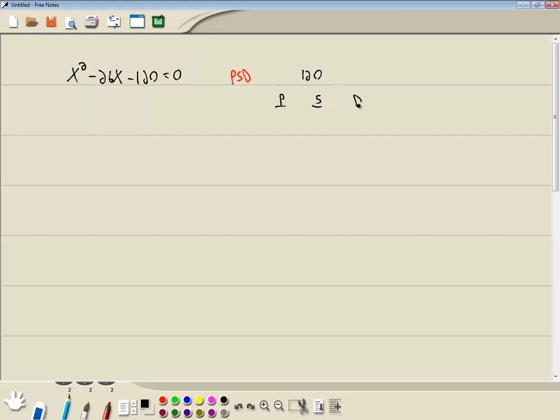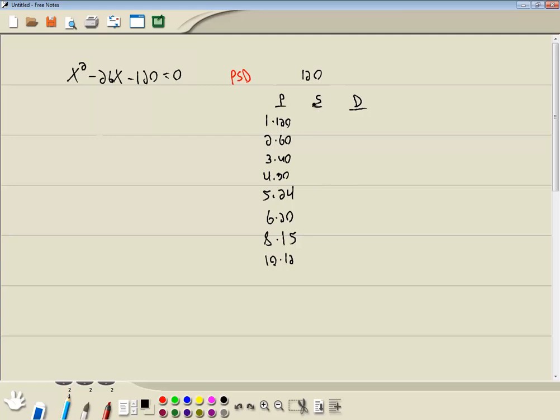And come up with our 3 columns. P for a product. So we're going to list all products that give us 120. We got 1 times 120, 2 times 60, 3 times 40, 4 times 30, 5 times 24, 6 times 20, 7 no, 8 times 15, 9 no, 10 times 12.